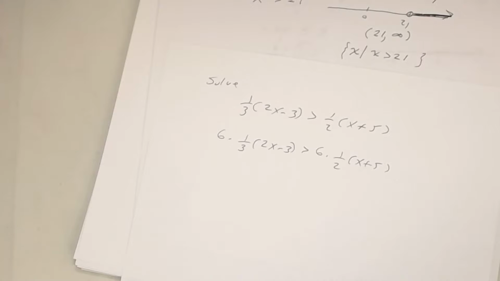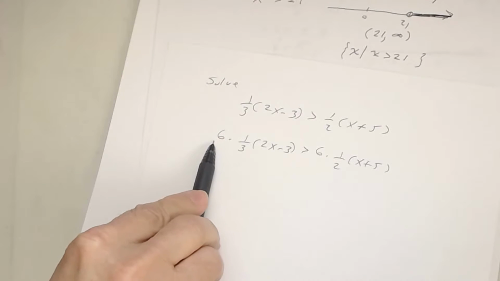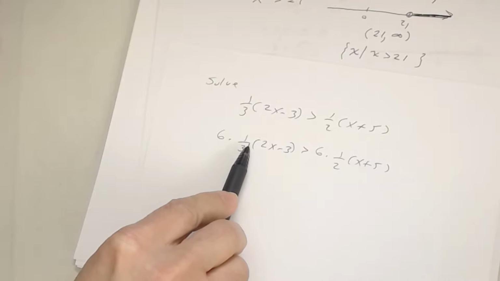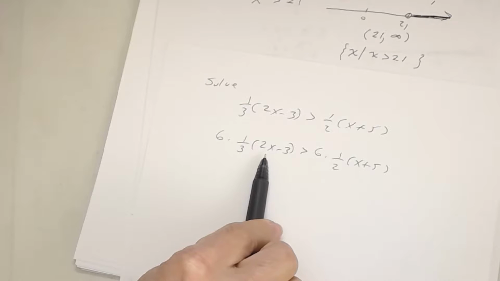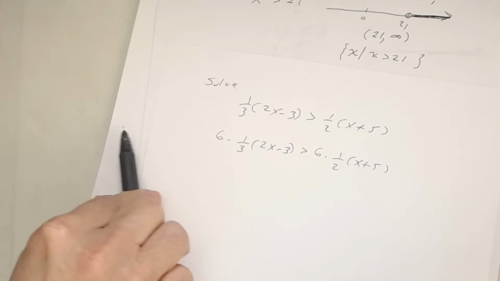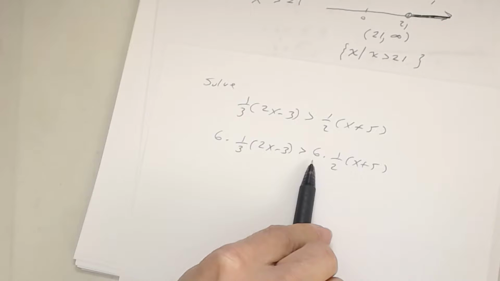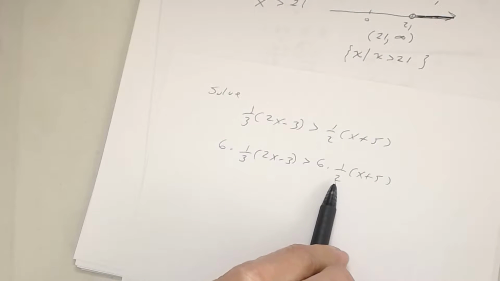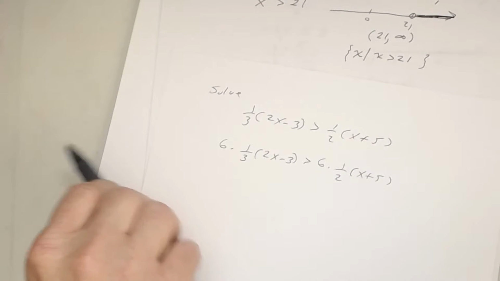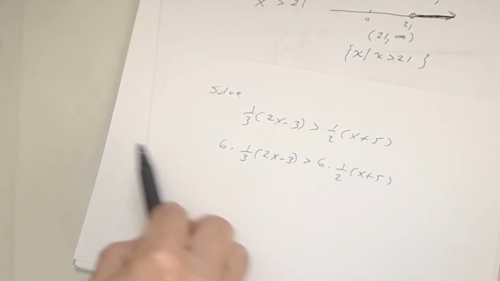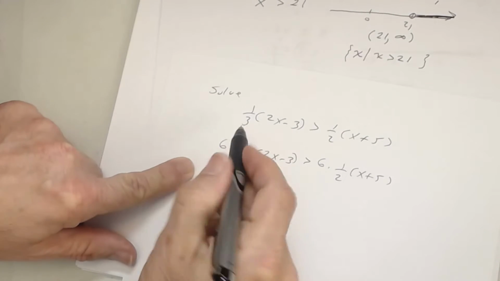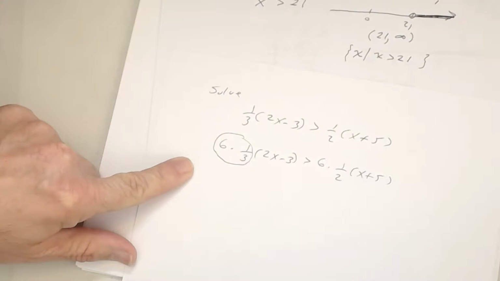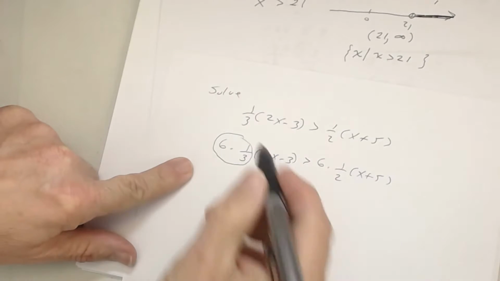Okay, now remember, I'm going to read the left side for you. This says 6 times 1/3 times 2x minus 3. So this is all multiplication, and remember, you multiply from left to right. Same thing here: 6 times 1/2 times x plus 5. All right, so if I use the order of operations and multiply from left to right, what's 6 times 1/3? 2. So that's 2 right here.